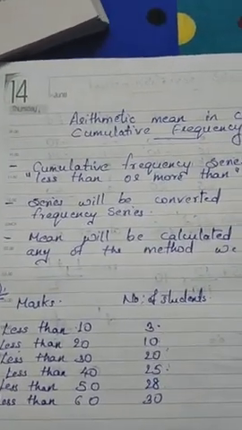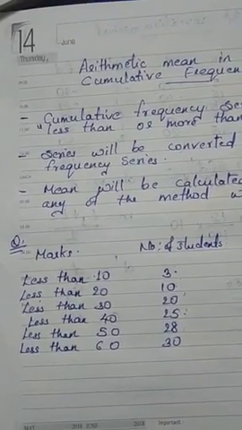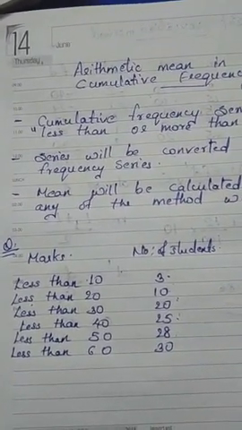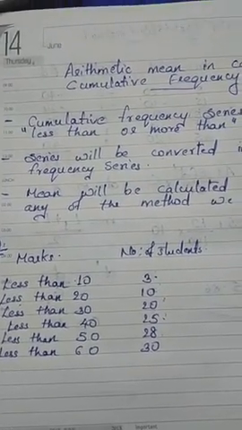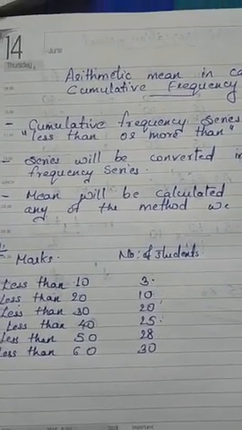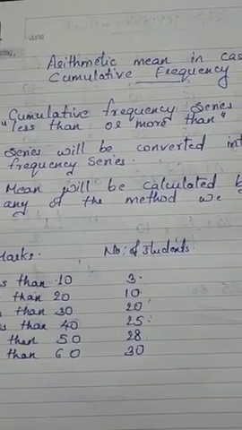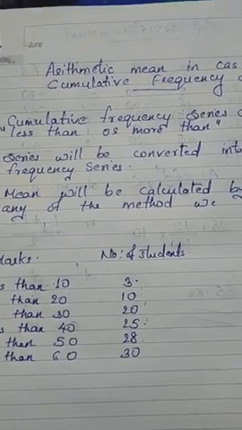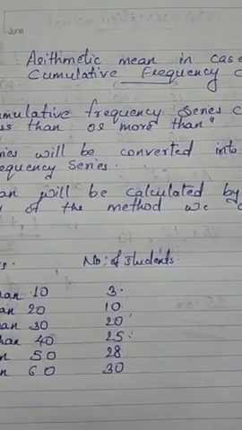Now here, as in this question you can see less than 30, less than 40. In this cumulative frequency, more than will also be there, more than 2, more than 4, more than 6, more than 8, and there also the numbers will be given, which you consider as a cumulative frequency. So for that, first you have to convert it.